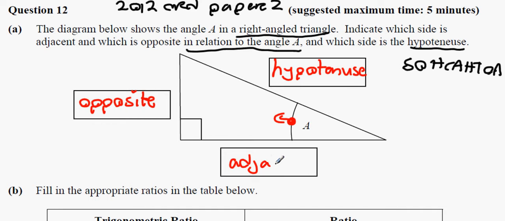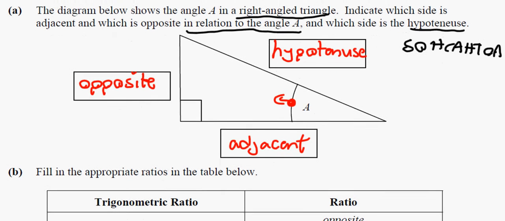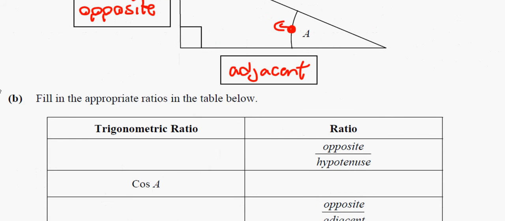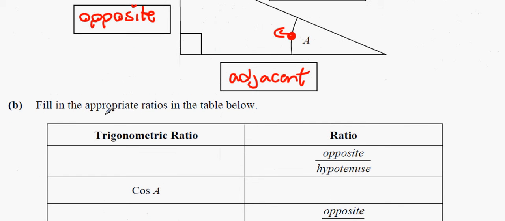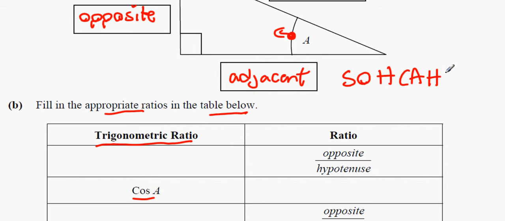Okay? Now, what we're going to have next is to fill in the appropriate ratios in the table below. The trigonometric ratios are sine, cos, and tan. So what you're going to need to do is put down your rhyme, SOH CAH TOA. Now, you're just going to make a quick list. This one has opposite and hypotenuse, which is O and H together. So what this means is that it's going to be sine A.